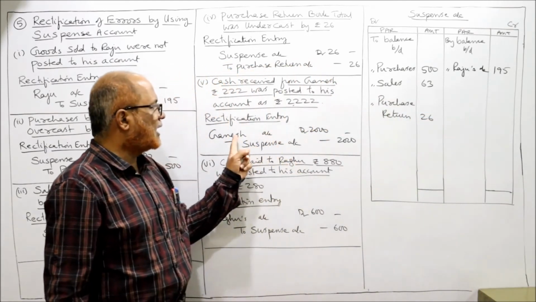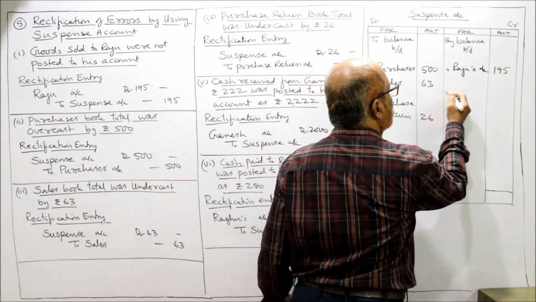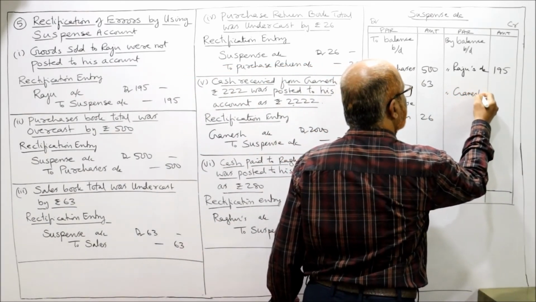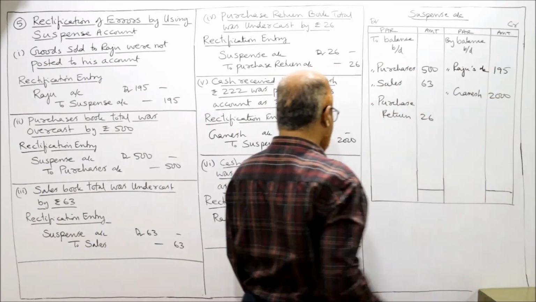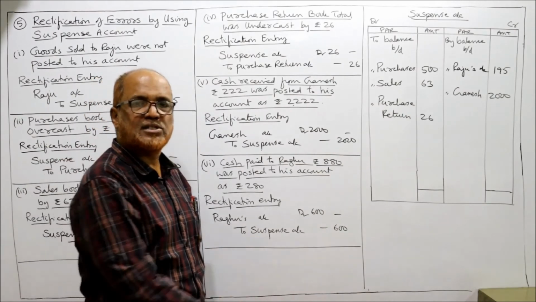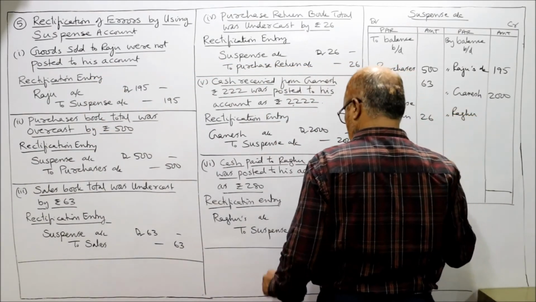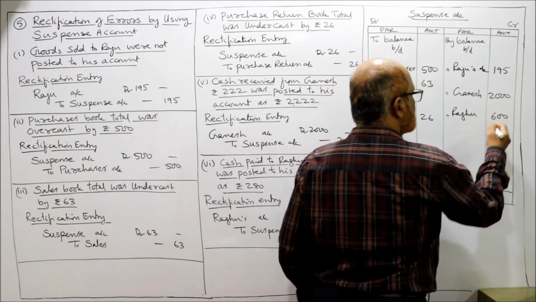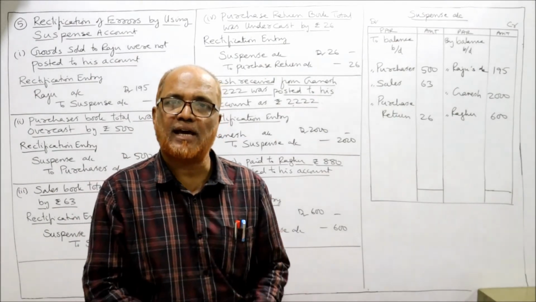Next entry is Ganesh account debit to suspense account. The suspense account is credited by Ganesh. How much? 2000. Last entry, Raghu's account debit to suspense account. The suspense account is credited by Raghu. How much? 600. So we have posted all the entries into the suspense ledger account.